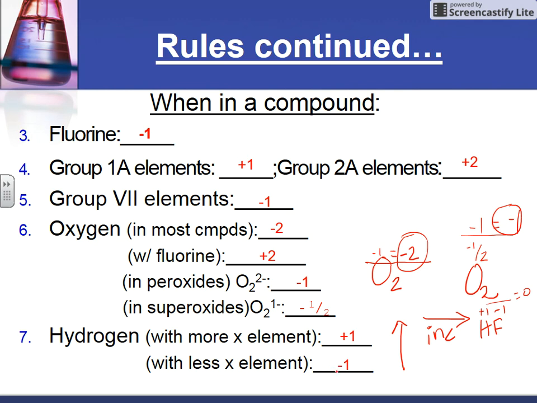Now, if he's with a less electronegative element than he is, such as a metal, sodium and hydrogen will give you sodium hydride. Well, keep in mind these rules are hierarchical, and the sum of your oxidation numbers in a neutral compound has to be 0 because they're neutral. We have a rule for sodium up here, +1. So sodium would get the precedence, +1, so that means hydrogen has to be a -1. +1 minus 1 equals 0.